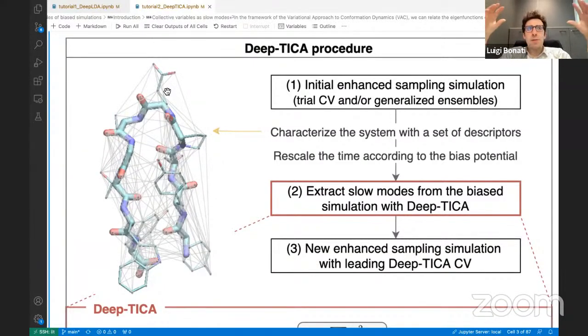The neural network performs a nonlinear dimensionality reduction between our input space and our CVs, which will be 1, 2. But of course, if we want to apply an enhanced sampling bias, we have to compute the partial derivatives of the CV with respect to all the descriptors. So if we have 5,000 input descriptors, that means computing 5,000 derivatives at each time step. And this is expensive.